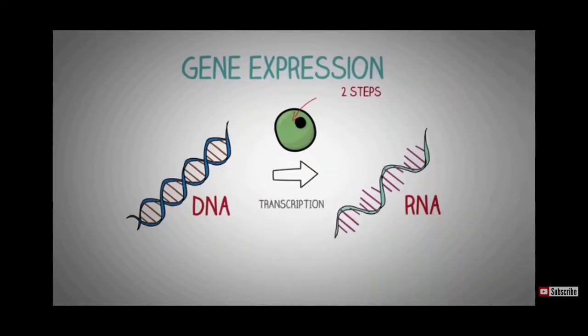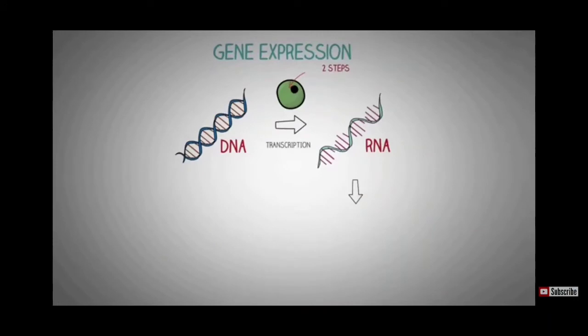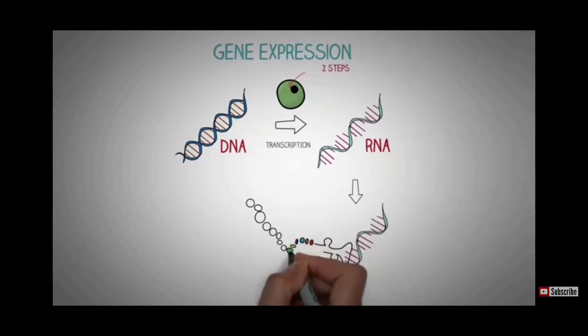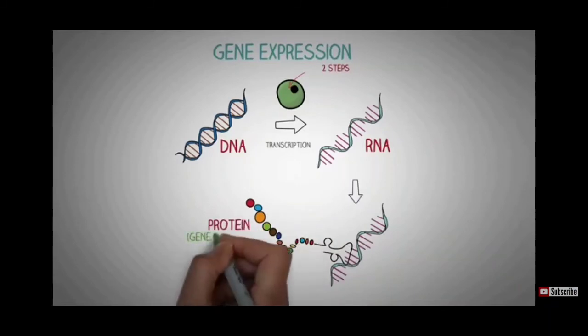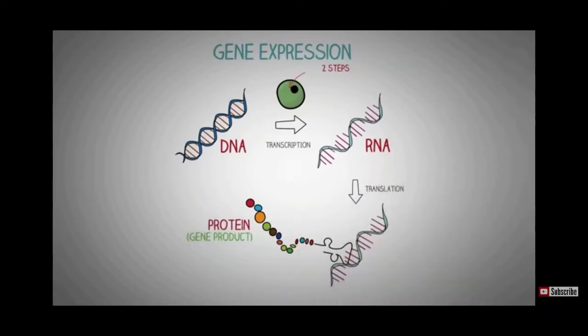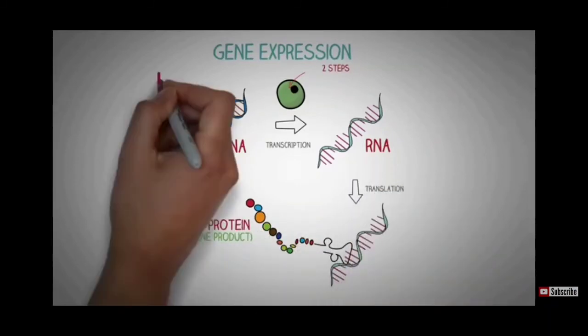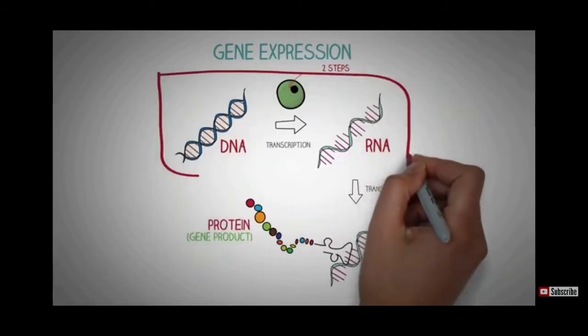This RNA molecule then leaves the nucleus, and the information of this RNA molecule is used to produce functional gene products like proteins, and this step is known as translation. In this video, we will take a brief look at the process.